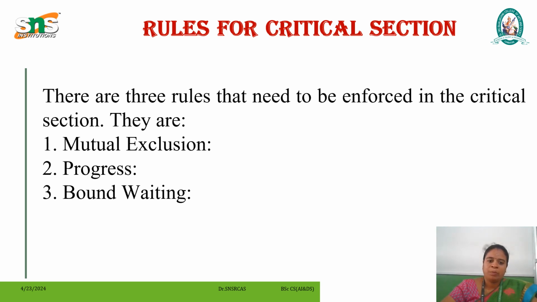Second one, progress. We use it when the critical section is empty and a process wants to enter it. The processes that are not in the remainder section decide who should go in within a finite time. Third one, bounded waiting. Only a specific number of processes are allowed into the critical section. Thus, the process needs to make a request when it wants to enter the critical section. When the critical section reaches its limit, the system allows the requesting process into the critical section.